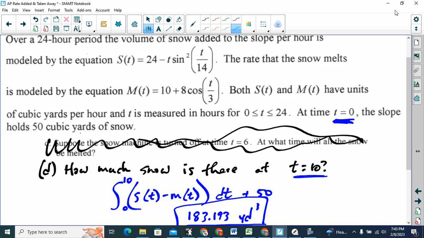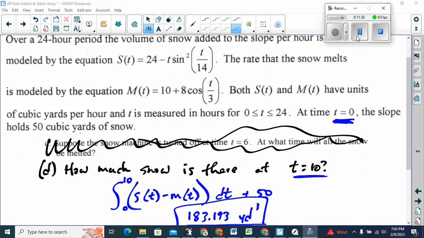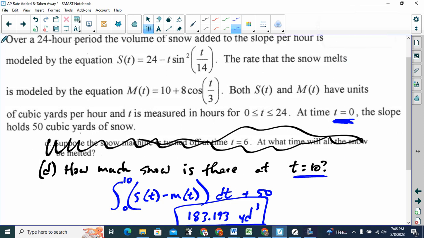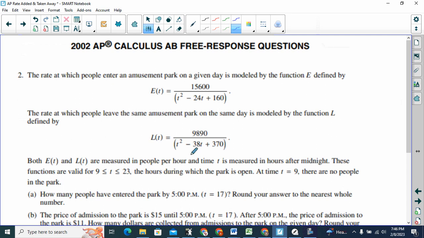We are going to take a look at a second one that we'll work through together here. This is one that was actually on the AP exam. So the problem we're doing is the 2002 problem, question number 2. I will post a copy of it in Google Classroom so you can access it there instead of trying to jot it down.